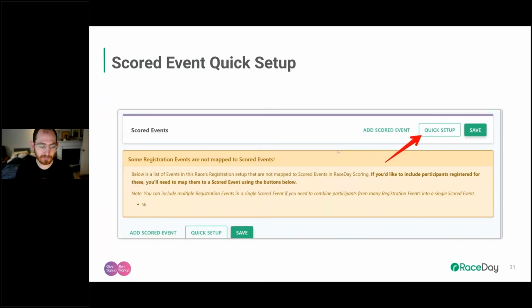We do have a function here to do quick setup in the scored event list, and what that will do is say, hey, for each of these registration events I've seen on RunSignup, it's going to create a scored event for them and automatically include them. So if it's just a RunSignup race with a 5K and a 10K, just click quick setup and it'll add two scored events, one for the 5K, one for the 10K.